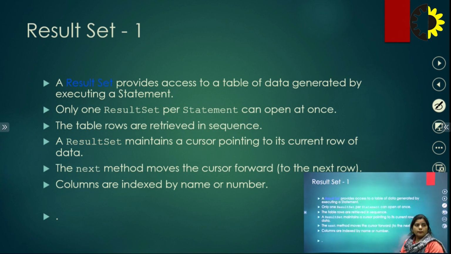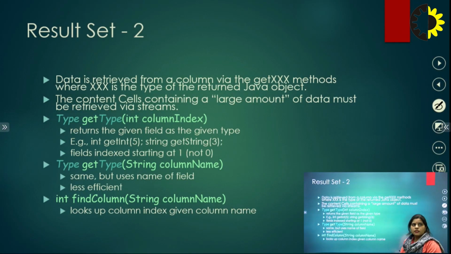and the columns are indexed by name or number. In the result set, data is retrieved column-wise using getXXX methods, where XXX is the type of the returned Java object. Cells containing a large amount of data must be retrieved by streams only. The getType(columnIndex) method returns the given field as the given type. For example, getInt(5), getString(3).